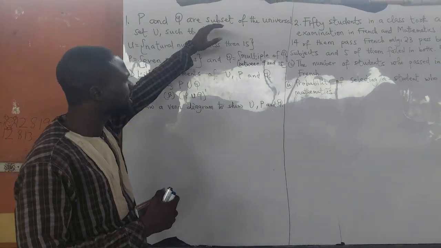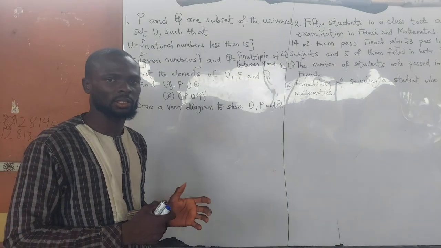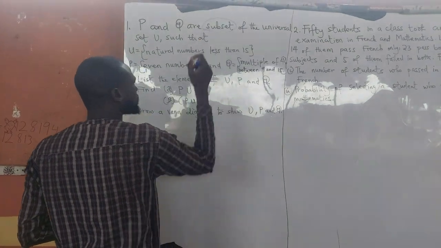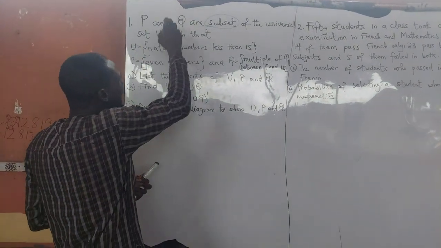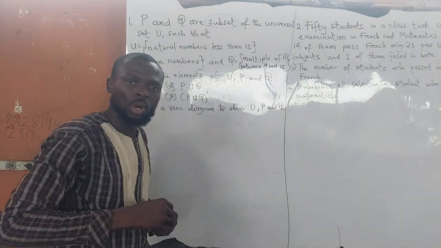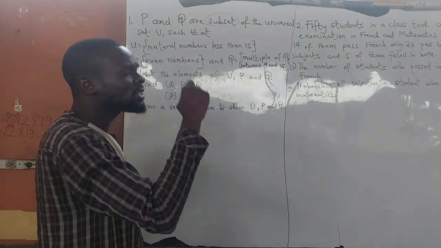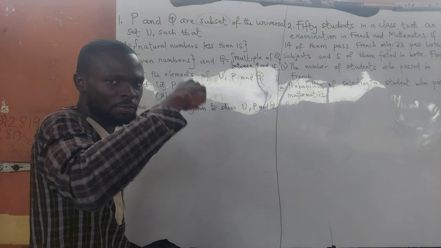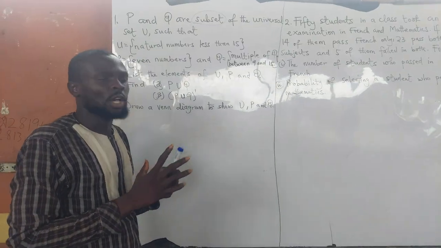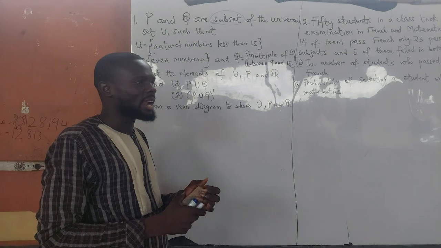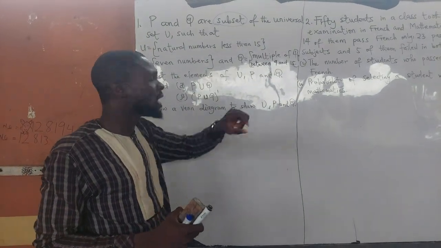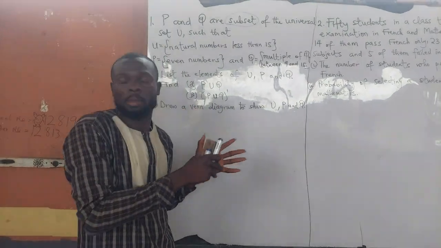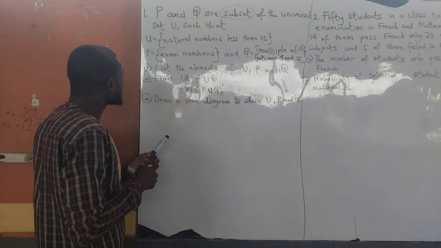Now, whenever a question is given, this Venn diagram type is given on sets. Take note of the word given as subset. They are saying that P and Q are subsets of U, which means every member of P and Q that we are going to list should be found in the universal set. So if there is a number that is not in the universal set, because of the word subset, do not write that number. So let's solve the first one.